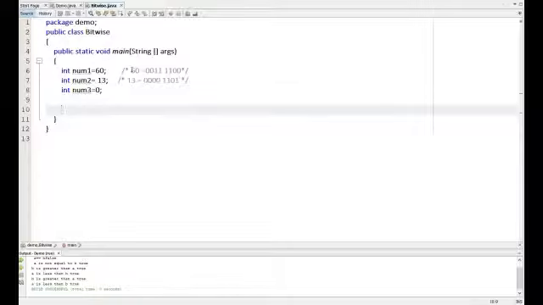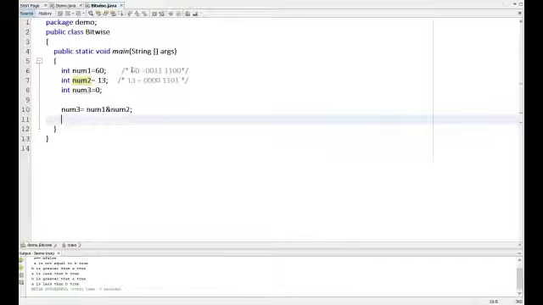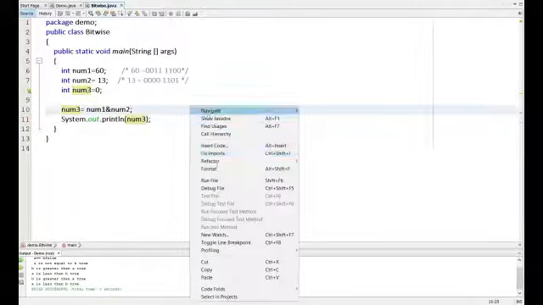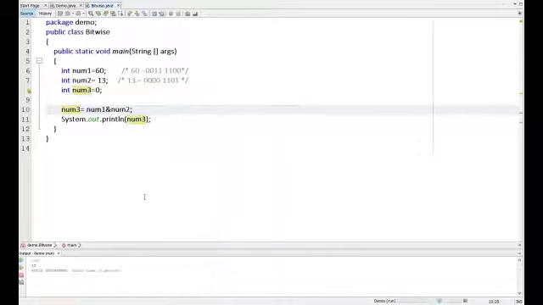Let's take an example of the first bitwise operator, that's AND. We'll do it like this: num3 is equivalent to num1 AND num2, and we are going to use System.out.println(num3). So let us run this. It says that the number is equivalent to 12.